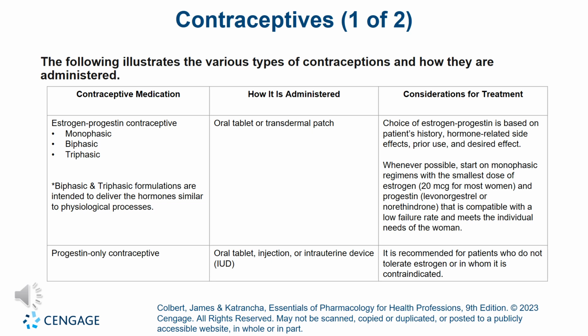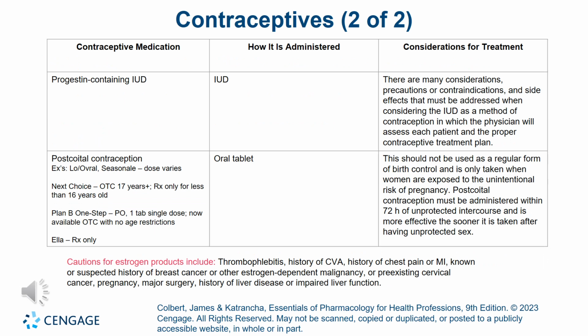For the progestin-only contraceptive, it's administered by oral tablet, injection, or intrauterine device, or IUD. It's recommended for patients who do not tolerate estrogen or in whom it is contraindicated. Another contraceptive medication is the progestin-containing IUD. There are many considerations, precautions, contraindications, and side effects that must be addressed when considering the IUD as a method of contraception, in which the physician will assess each patient and the proper contraceptive treatment plan.